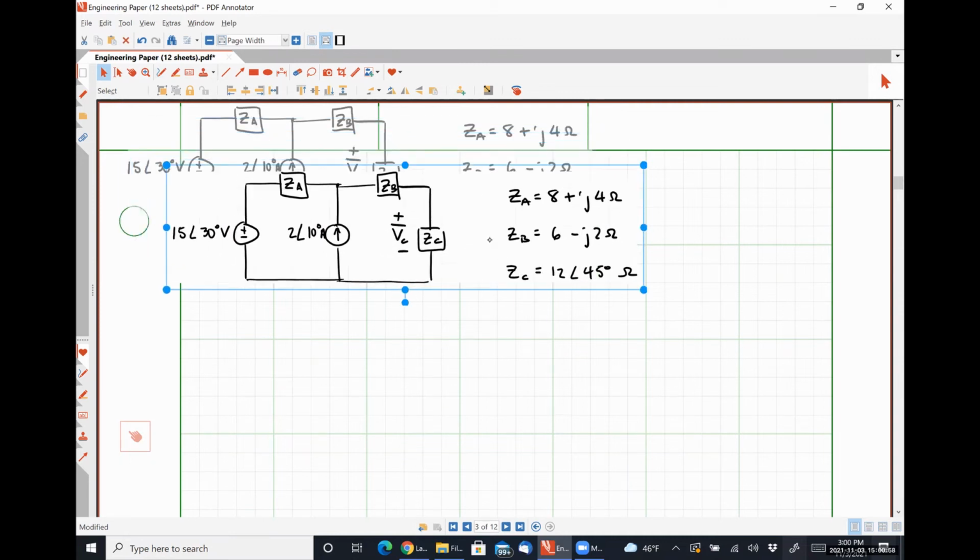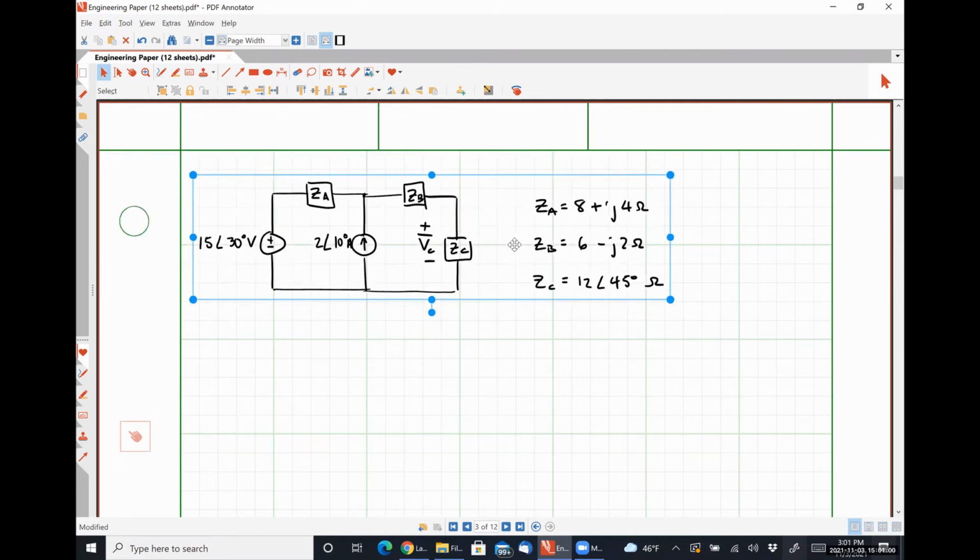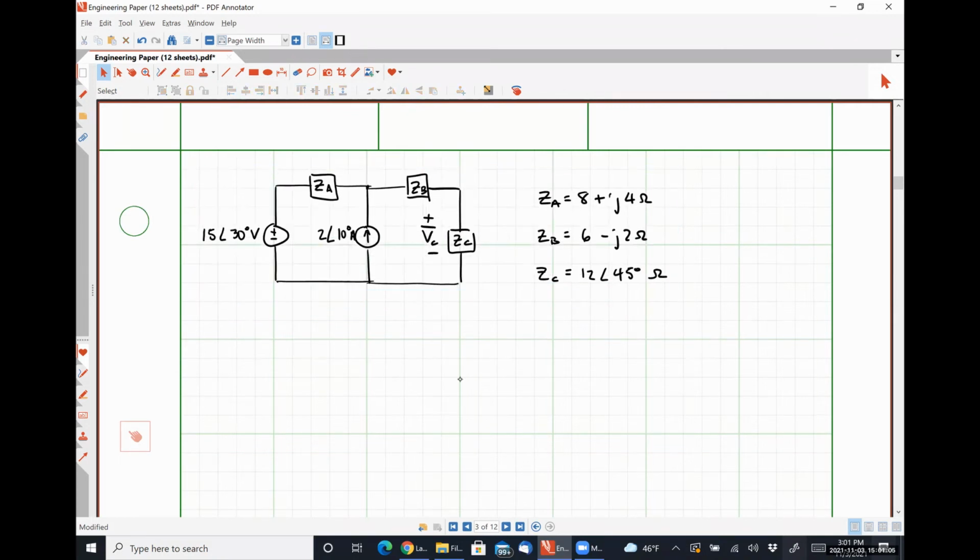All right, let's further beat this problem to death. But I'm going to use a Thevenin equivalent circuit to solve for VC. Okay. So we're trying to find the Thevenin equivalent with respect to that impedance ZC. Let me write down method 3.